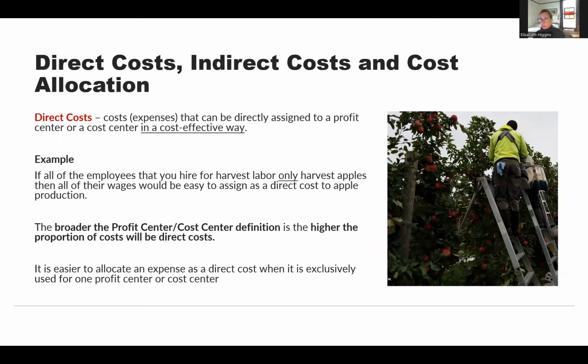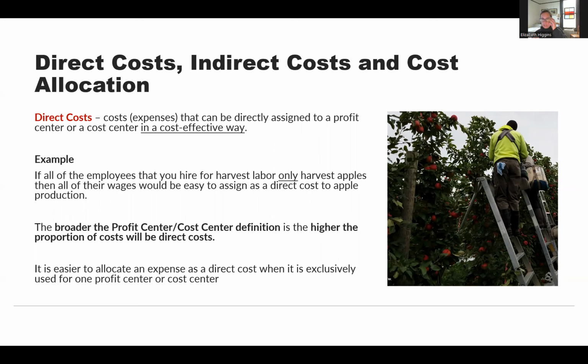So the next thing I want to talk about is, when you're doing these profit centers or cost centers, one of the biggest challenges, and what I think keeps people from really tracking this type of data, is the challenges around allocating costs and assigning costs. We have a couple of different kinds of costs. We have direct costs, and those are costs or expenses that you can directly assign to a profit center or a cost center in a very cost-effective way.